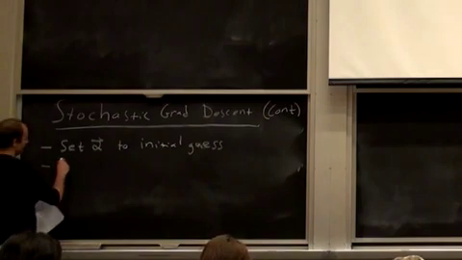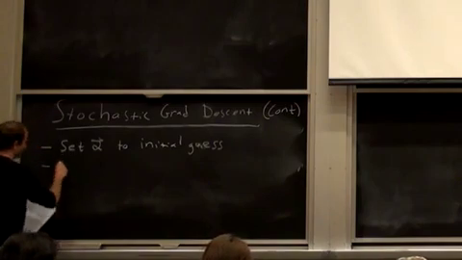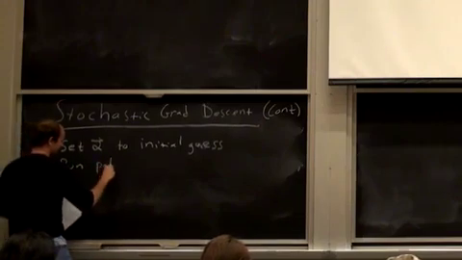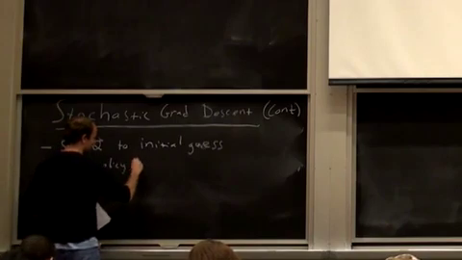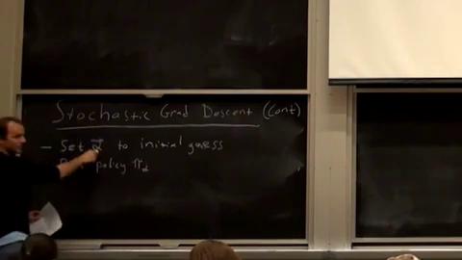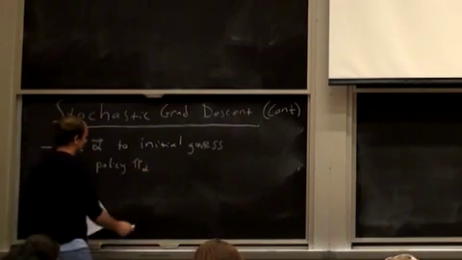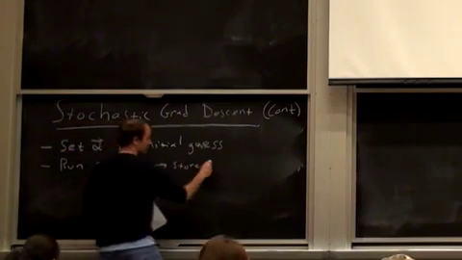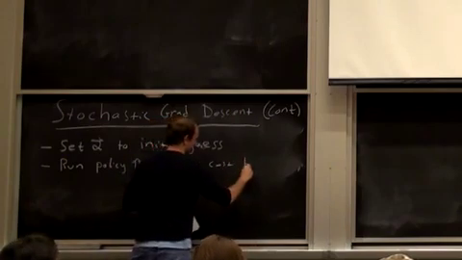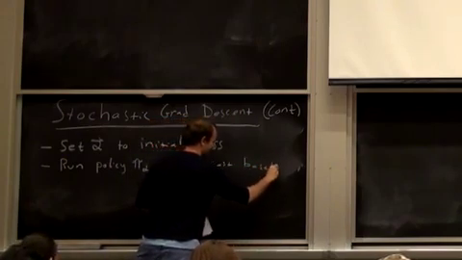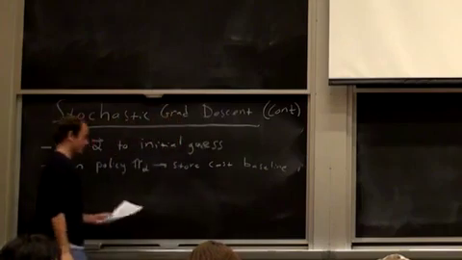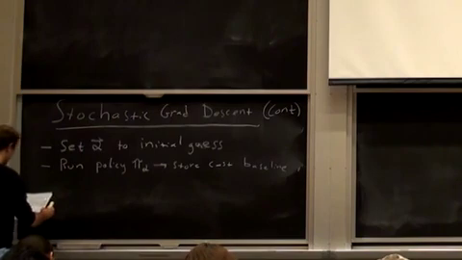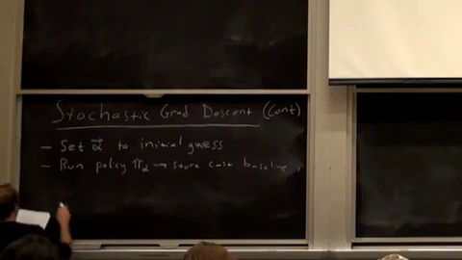So then this is, again, you don't have to do this, but run policy pi alpha. So this is the policy with your parameter set of alpha. And store the cost as your baseline. All right, so that gives you your first baseline. Then we have a do while loop here.